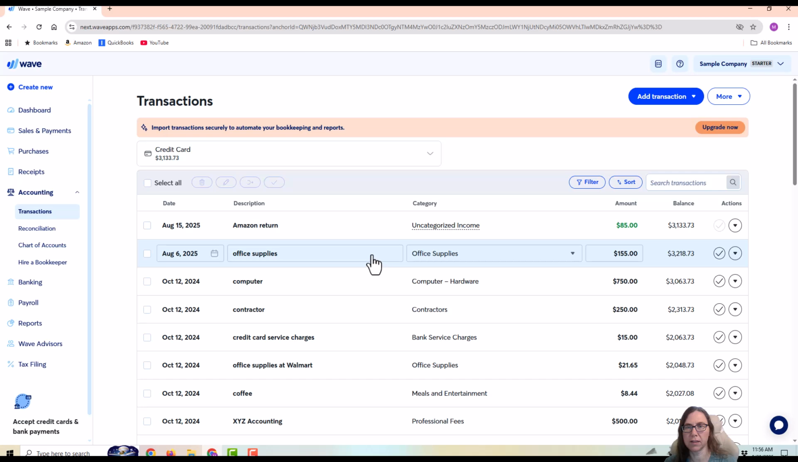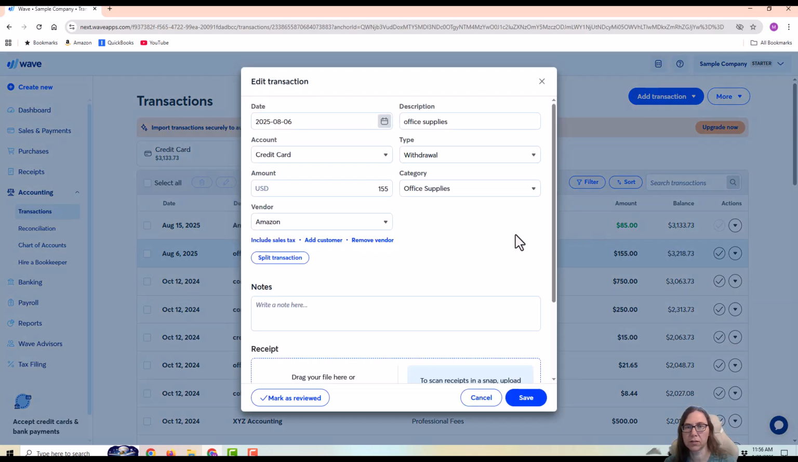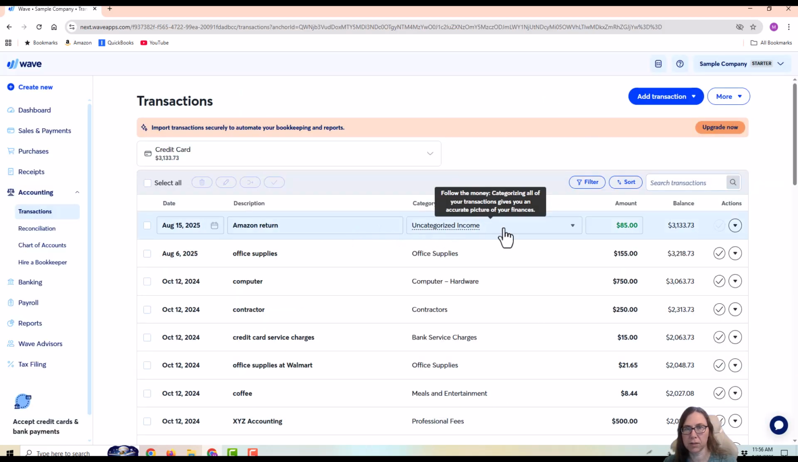You can see on this line that there was a purchase of office supplies. I'm just going to look at the details. This was an Amazon purchase on August 6th with the credit card, and it was posted to office supplies. And then right above that, you can see this deposit of $85 that is marked as uncategorized income. So in this situation, what happened was they purchased some things on Amazon, but then they returned something for $85 and got their money back.